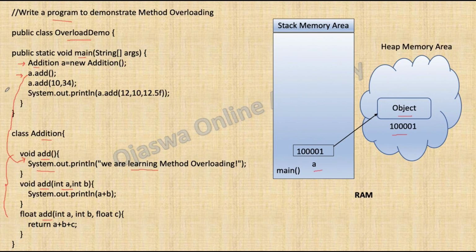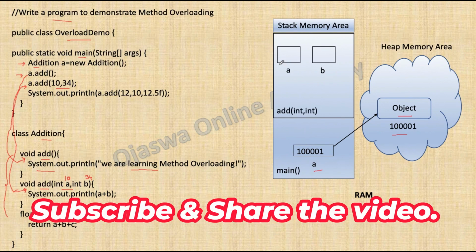After this execution, control will come back and the next statement is executed: a.add with two integer arguments. Internally these arguments are mapped to the method having two integer parameters. Hence control of execution will go to the method definition that is taking two integer parameters. From here control goes to this definition, and the arguments we are passing, 10 and 34, are captured in these local variables. Memory for the local variables belonging to the add method that takes two integer parameters is reserved inside the stack memory area, and the first argument 10 is stored in variable A and the second argument 34 is stored in variable B.